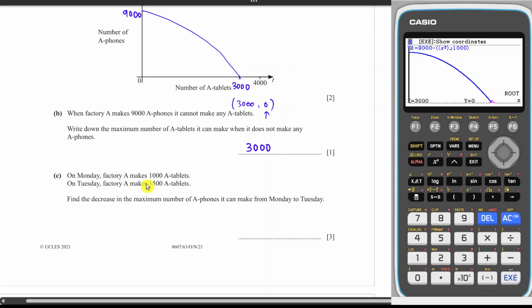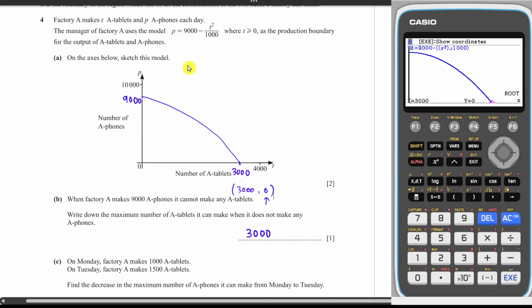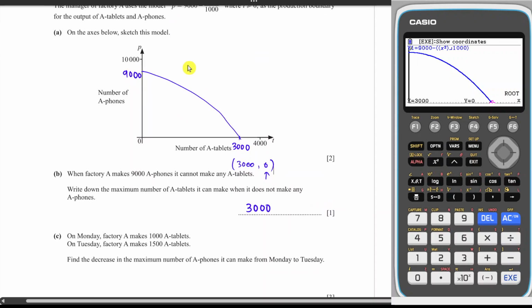On Monday, factory A makes 8,000 A phones and 1,000 A tablets. On Tuesday, factory A makes 1,500 A tablets. Find the decrease in the number of A phones it can make from Monday to Tuesday. In order to find out phones, my formula is this. So the phones that it can make over here.